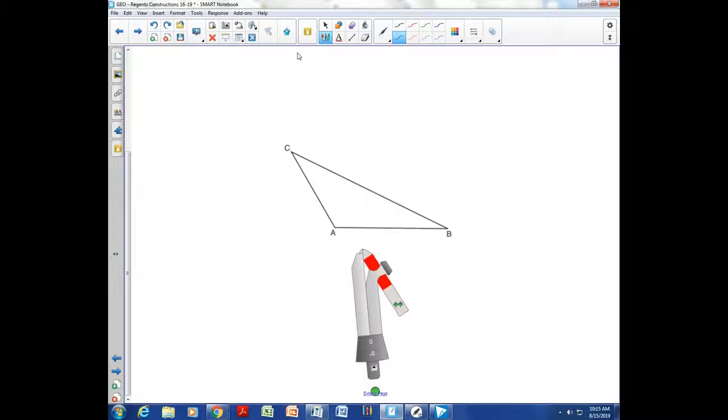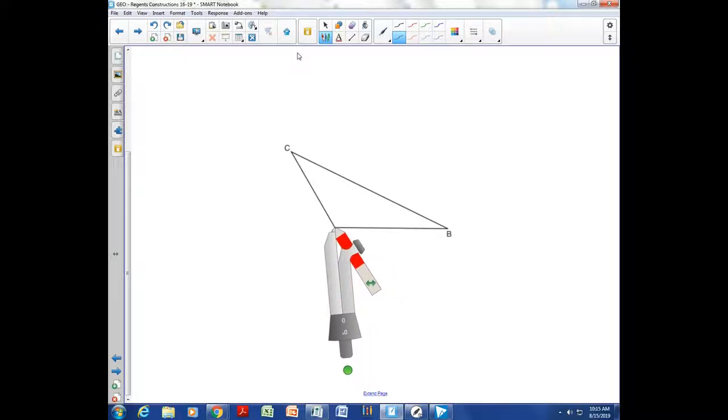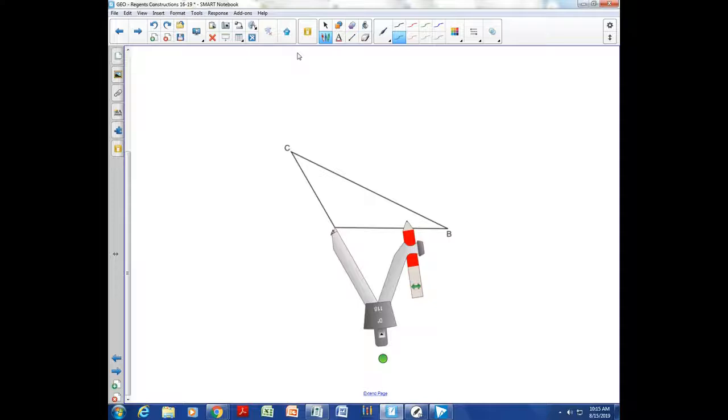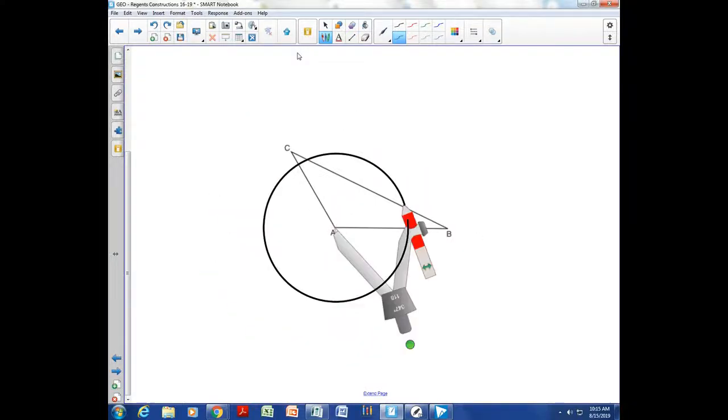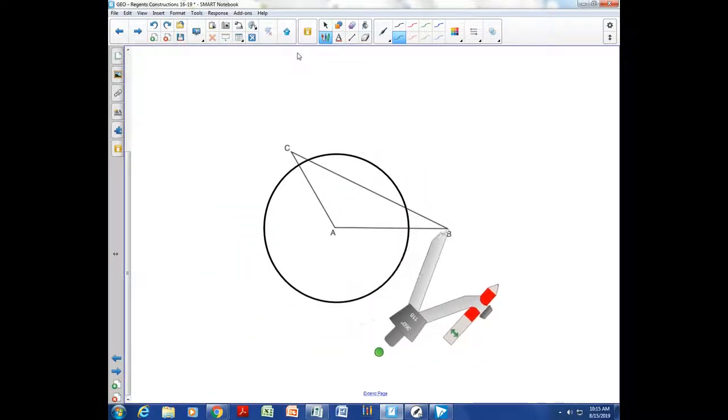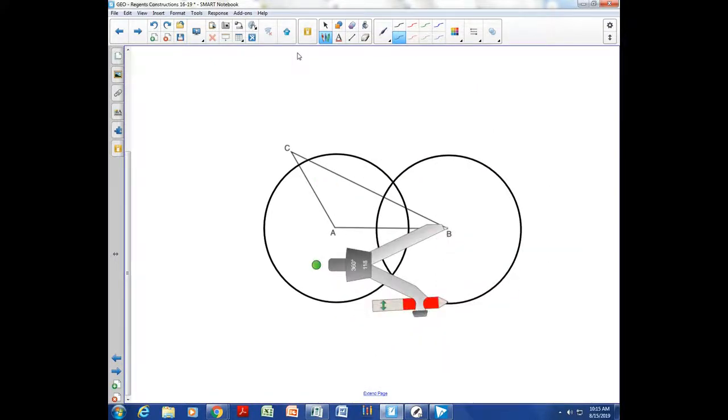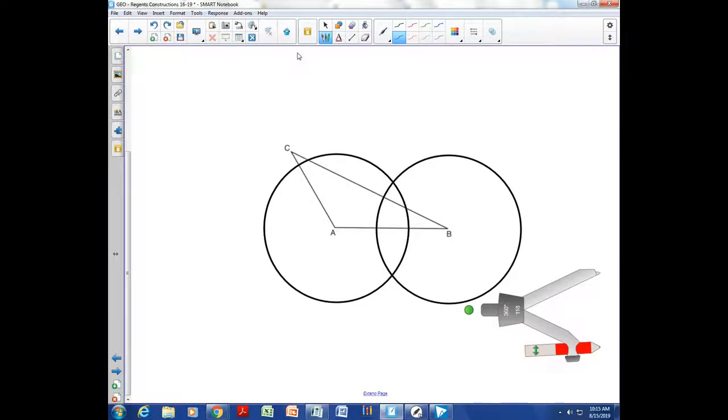How about I'll do the whole circles? I know some of you are whole circle people. So make sure you're more than halfway to B. Draw circle A, right? Remember, circles are named by the point that is their center. Circle B, right? You see those 2 points of intersection.